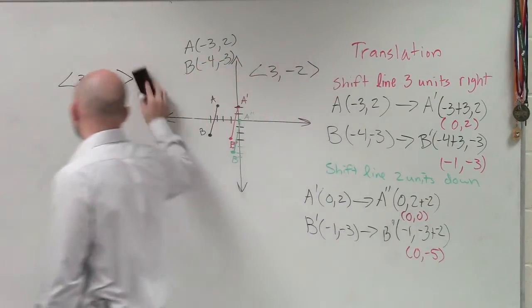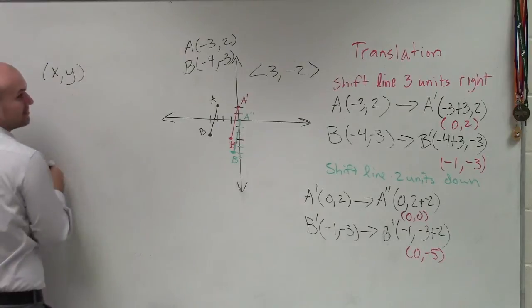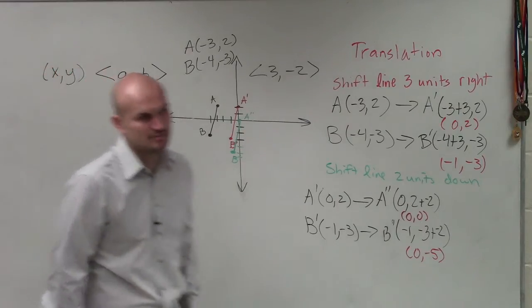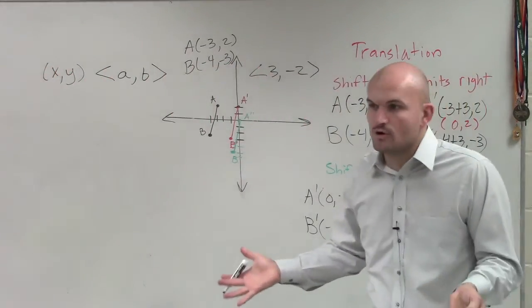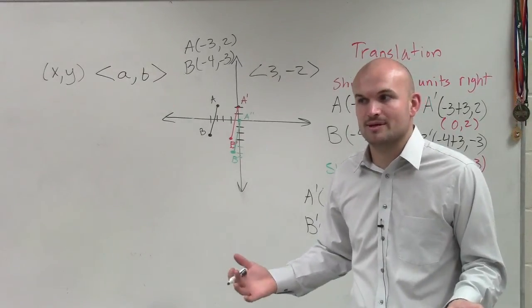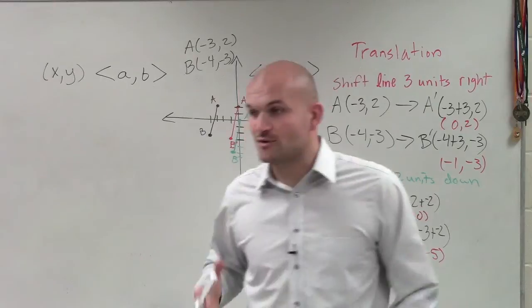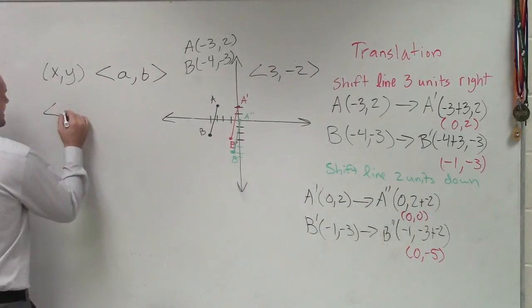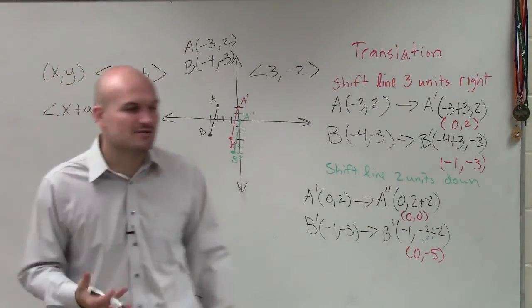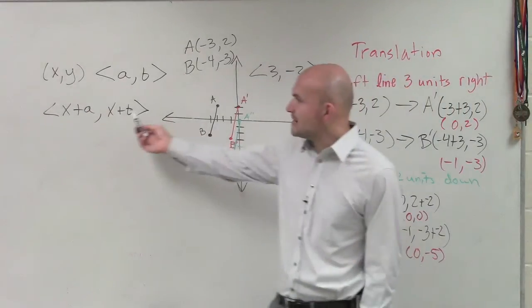If you want to know the general rule for transformation vectors, let's say you have a coordinate point (x, y) and you want to apply a transformation vector. Stay with me. When you have a coordinate point (x, y) and a transformation vector <a, b>, what that vector is telling you is (x + a, y + b). And that goes through every single point. So that's why I was telling you to add it.